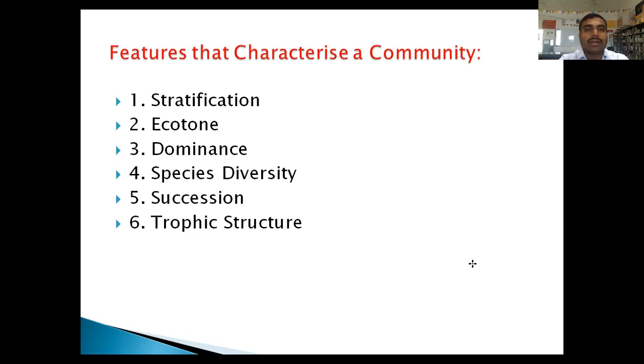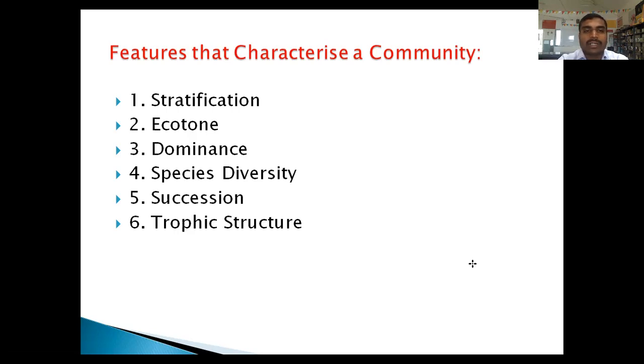Okay. Now, the second feature of community is ecotone. Here, between two distinct communities, there may be an intermediate transitional zone. This zone is called ecotone. For example, a marginal zone or region between a forest and pasture or open land. That area is called ecotone, where two different communities meet.